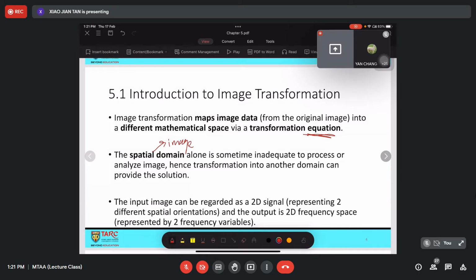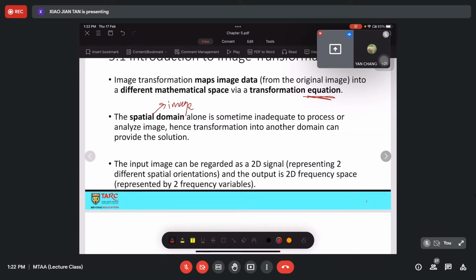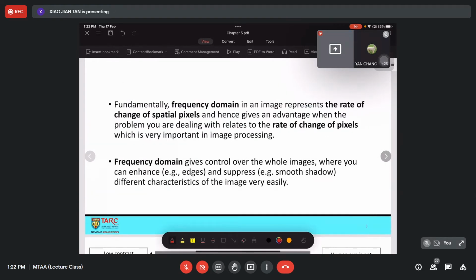Okay. So the input image can be regarded as a 2D signal representing two different spatial orientations, which is the X and Y axis. And the output is a 2D frequency space represented by two frequency variables. So fundamentally, the frequency domain in an image represents the rate of change of spatial pixels and hence gives an advantage when the problem you are dealing with relates to the rate of change of pixels, which is very important in image processing. So this is the information that the frequency domain can provide, which is the rate of change of the pixel.